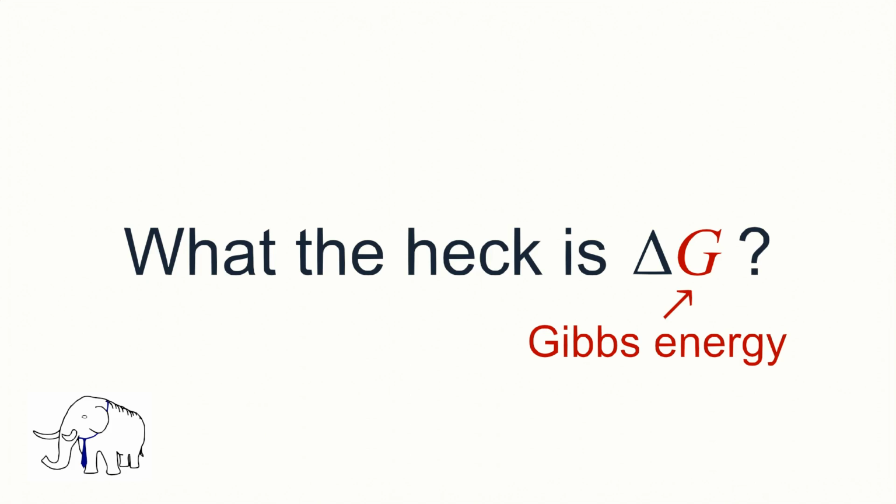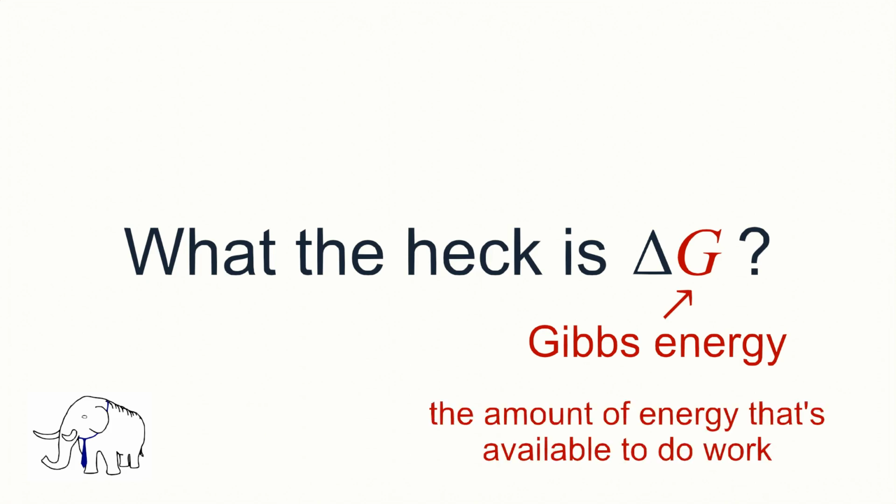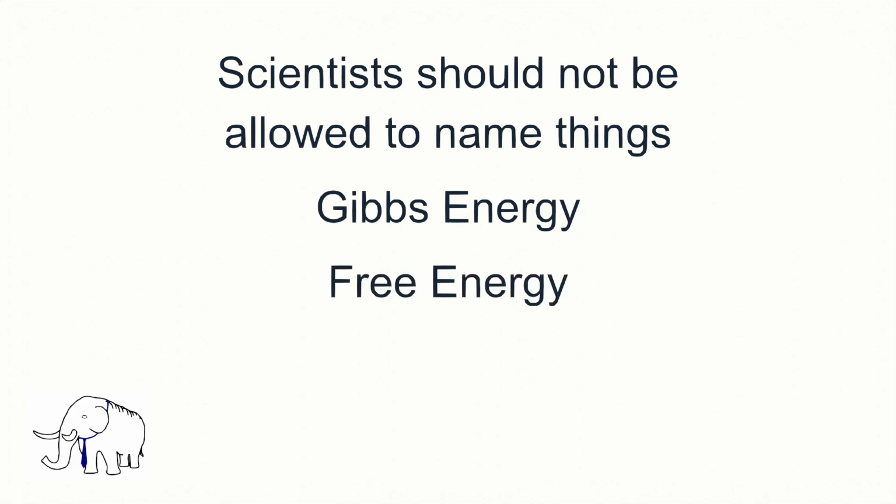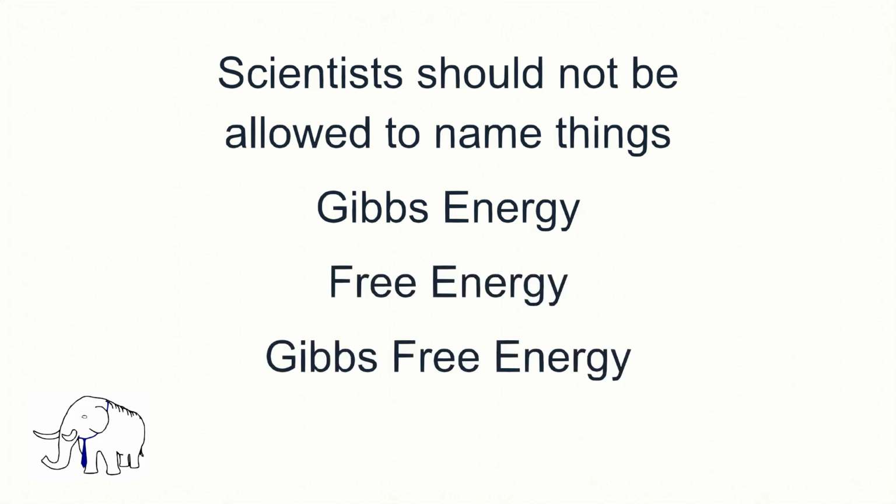The Gibbs energy is the amount of energy that is available to do work. That's not the total amount of energy. The Gibbs energy is what's left over after the second law of thermodynamics has taken its slice out of the total energy. While we're here, because of the unfortunate fact that we scientists love to give things 2 or 3 different names for the same concept, you'll also hear the Gibbs energy referred to as the free energy, or sometimes as the Gibbs free energy.